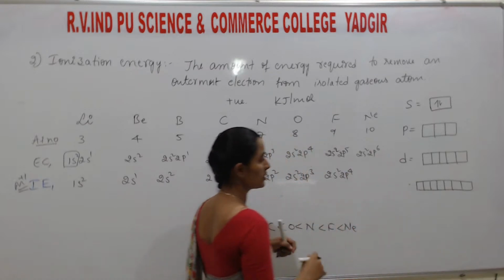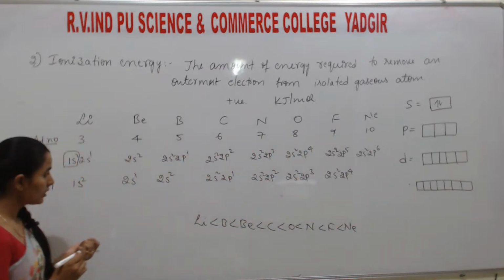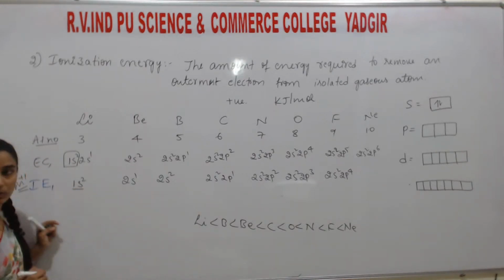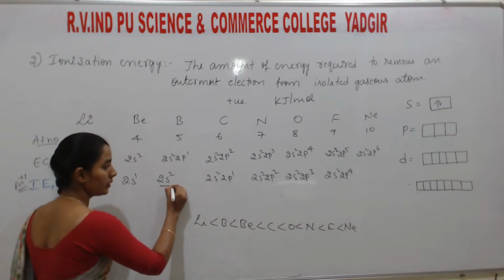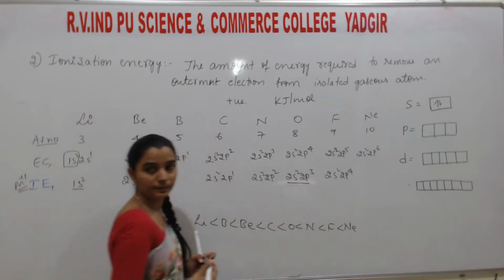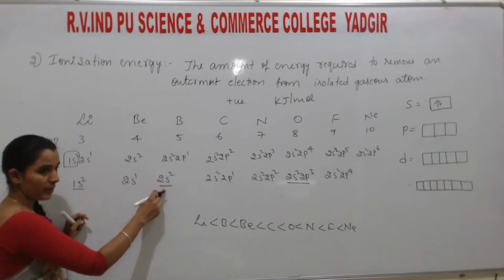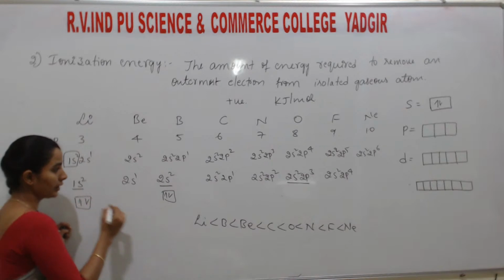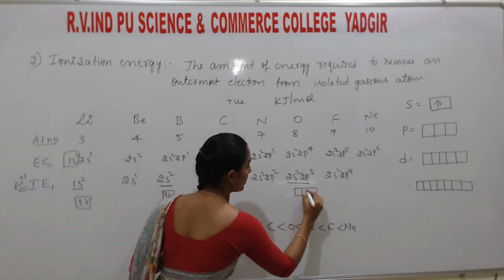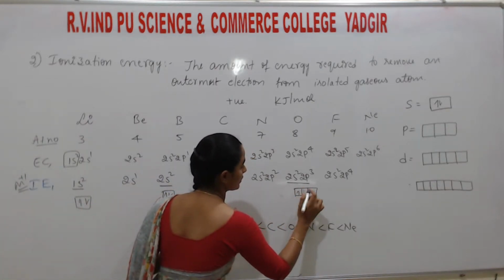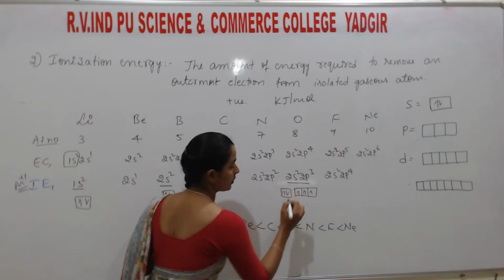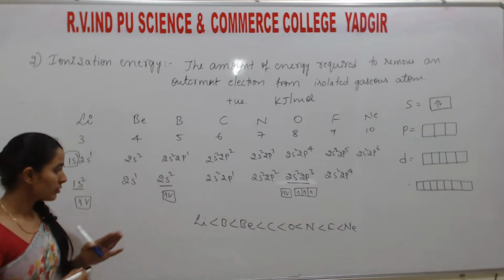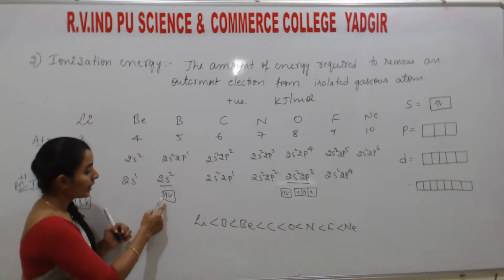Here we cannot remove easily. Assume this one. So students, after removal of one electron, this one becomes stable, and this one becomes stable, and this one becomes stable. If you write a box diagram, it is a completely filled configuration. This is also completely filled, and this one is with the p orbital half filled. Correct? And the remaining are incompletely filled orbitals.